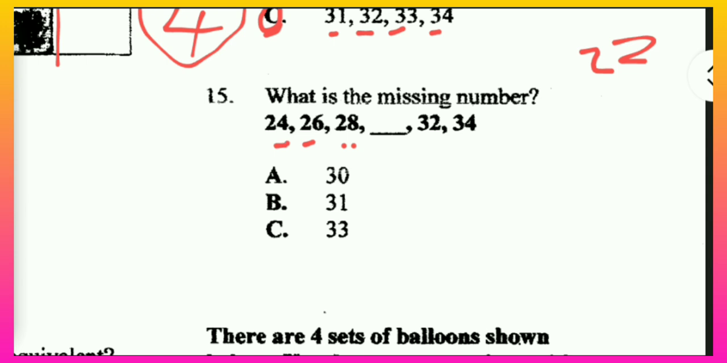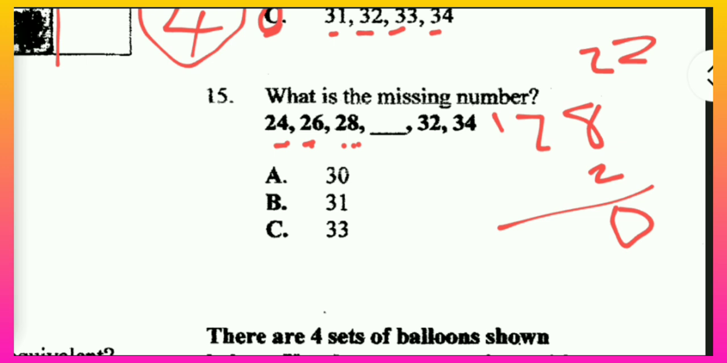They add 2 to 24 to get 26. 26 plus 2 is 28. So 28 plus 2 now is what is going to give you the number for the line. 8 and 2 is 10. 2 and 1, 3. So right here is 30. And 30 plus 2 is 32. So you know the answer is A. Moving on.